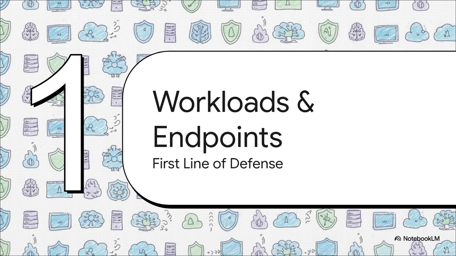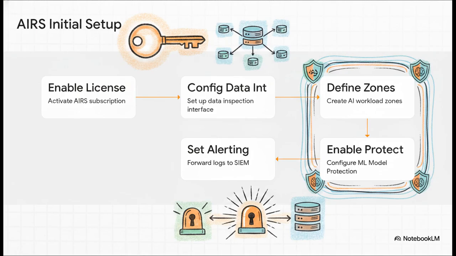Moving on to Section 2, protecting workloads and endpoints. This is your first line of defense. So how do we actually build that first line of defense? Well, let's look at the rapid 5-step initial setup for Palo Alto Networks AI Runtime Security. Most folks just call it AIRS.